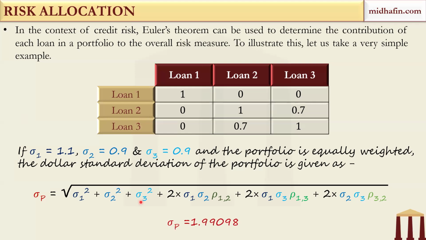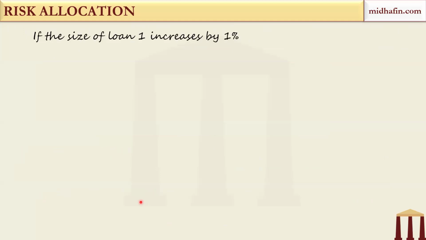So now we'll apply Euler's theorem. Now delta xi will keep it to be very small, to apply Euler's theorem. So the size of loan 1, that is delta x1, increases by only 1%. So standard deviation also will increase by 1% if the size of loan increases, again, in dollar terms. This 1.1 earlier was also given in dollar terms, right? It can be billions of dollars, it can be anything, but it's in dollar terms.